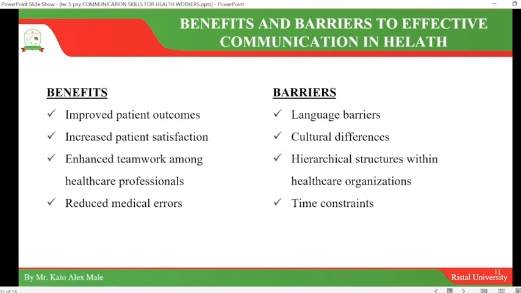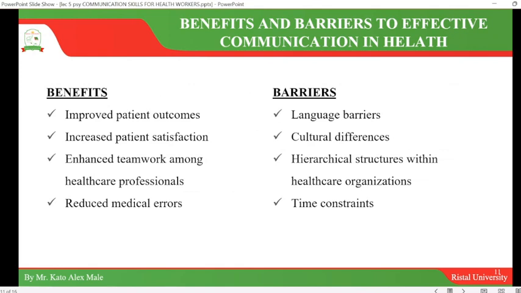They will rely on what you tell them, on your directions. Even if you tell them to come back the next day, they will, so long as your communication was effective. Then we have increased patient satisfaction. Your patients will be satisfied with what you're telling them whenever it is effective, whenever you have communicated in a language they understand, whenever you haven't used harsh terms.